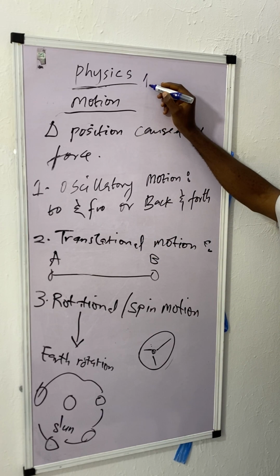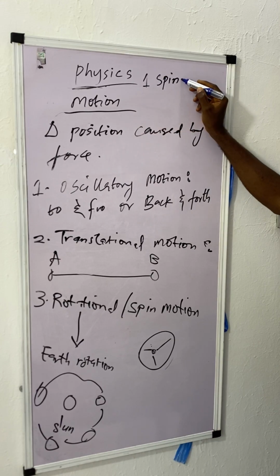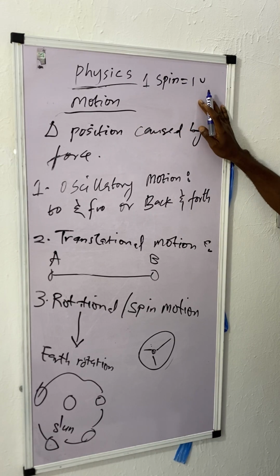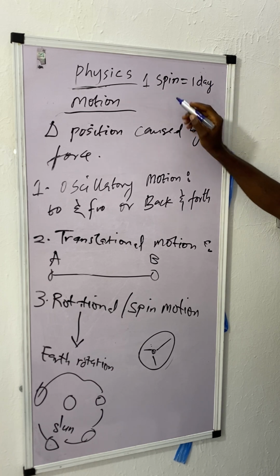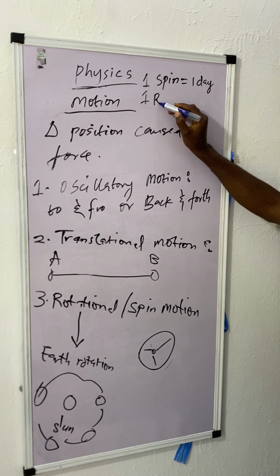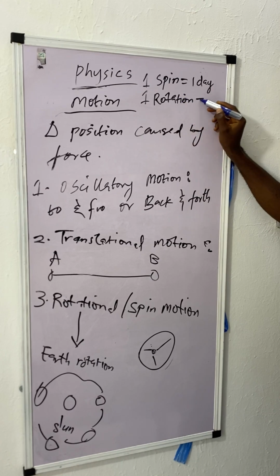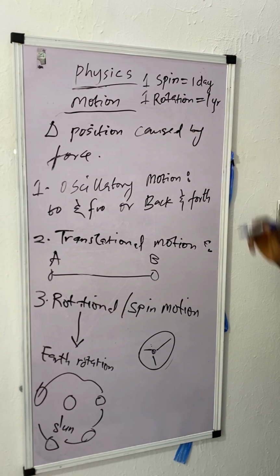So one spin is usually equal to what? 1 day. Then one rotation is usually equal to 1 year. So that's that for that.